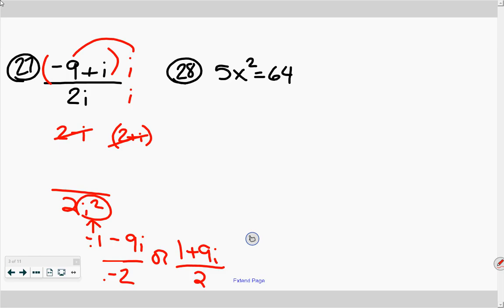Okay, so 28 through 34, you were told in class that you have 2 answers. So there are multiple ways to do this. One way is easier than the other, but that doesn't mean that you won't get the right answer if you go the other route, as long as you know what you're doing.